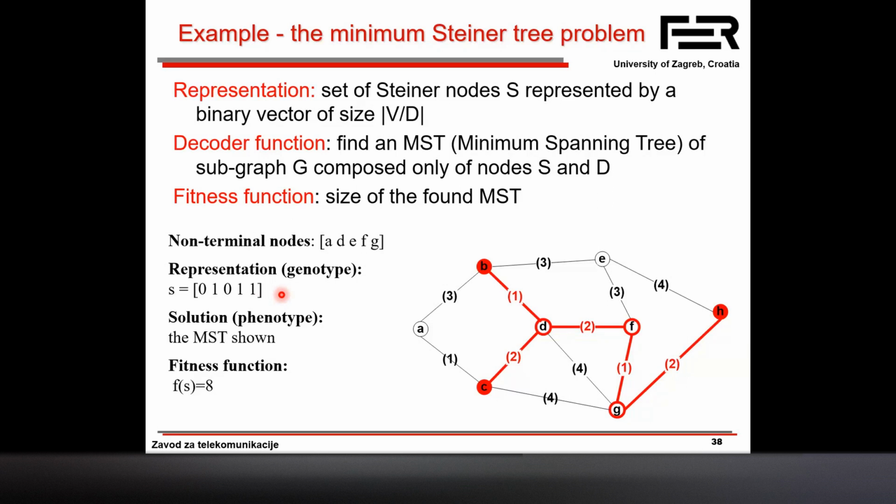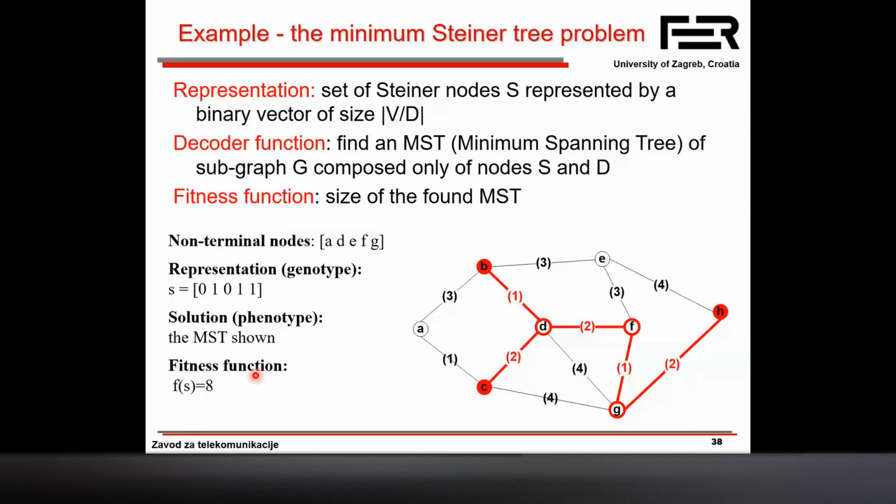So the question is, what is the fitness of this solution? In order to obtain the solution, I need to calculate a minimum spanning tree that includes these picked nodes, so D, F, and G, together with my original terminal nodes, B, C, and H, and I calculate the minimum spanning tree. And the fitness function of that tree is, in this case, 8. Now that's my fitness function evaluation. So I need a decoder function in order to tell me, okay, if I give you this representation of a solution, what is the actual fitness? What is the actual solution, the actual phenotype? Are you guys following me in this example?